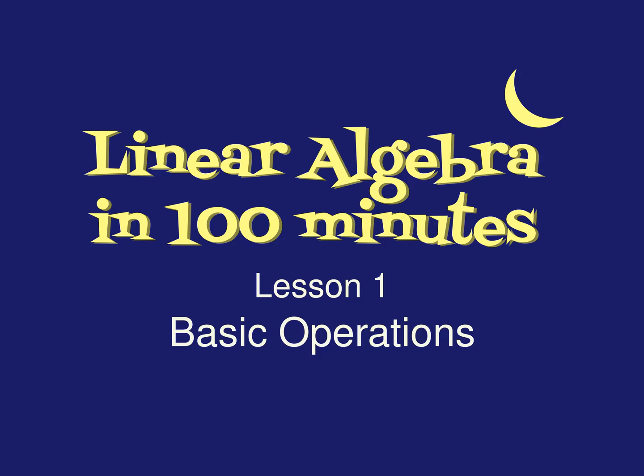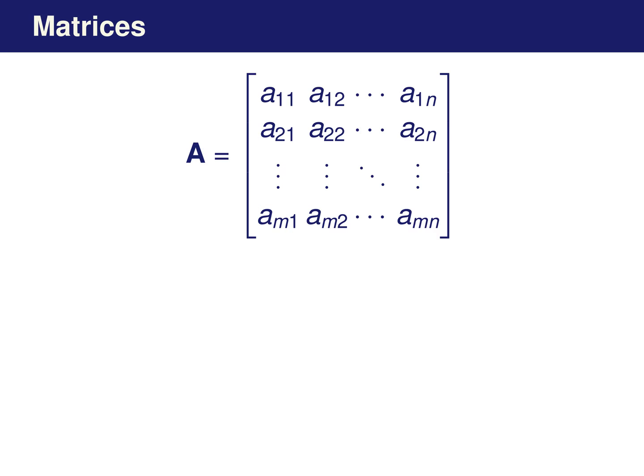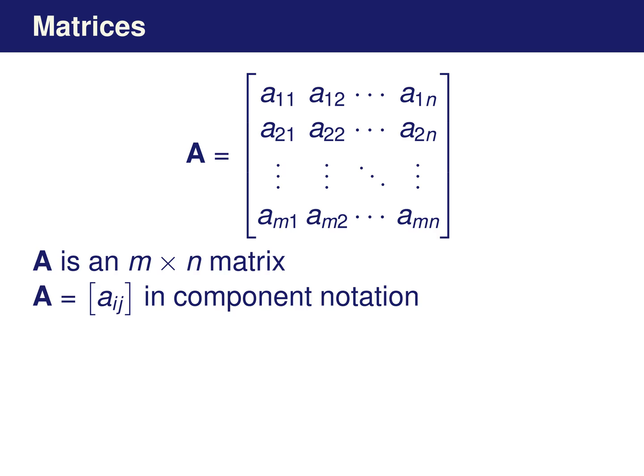Basic operations. In this lesson, we cover basic operations of matrices including addition, scalar and matrix multiplication, and the transpose. Let's start with a general matrix with m rows and n columns. We say that A is an m by n matrix. A_ij refers to the element in row i and column j of the matrix A.